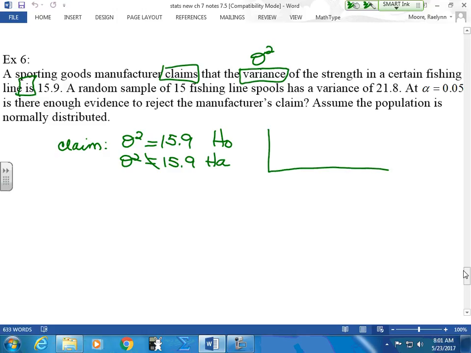Now remember, this graph is a little different. It's not symmetric, but they're going to tell us that we have to assume the population is normally distributed. And they go from 0 to infinity. There are no negatives. So we label this reject H0 and fail to reject H0. We have two critical values to take. They're both positive, and you can only use your table 6 for this.